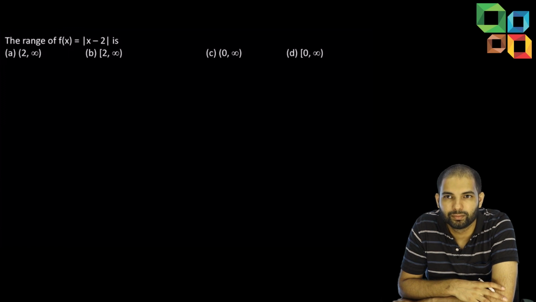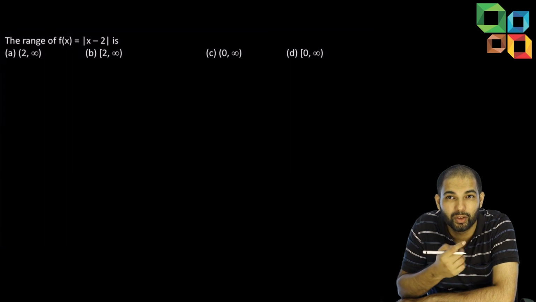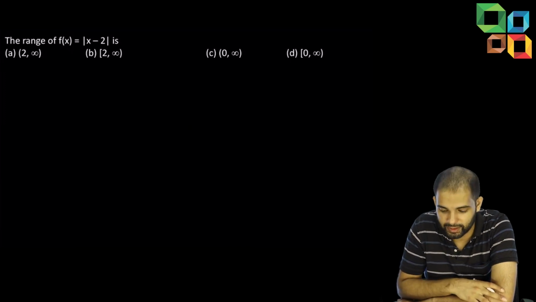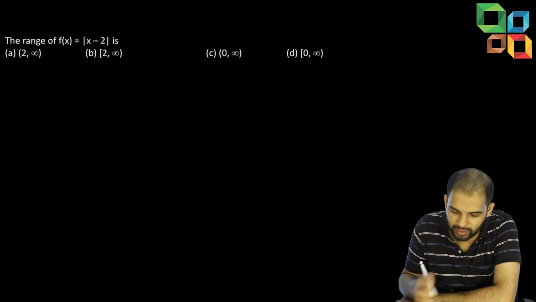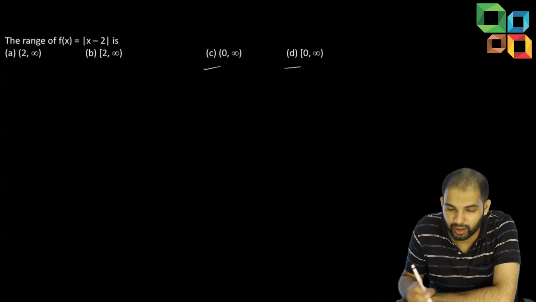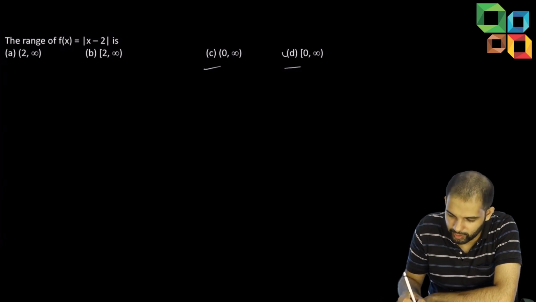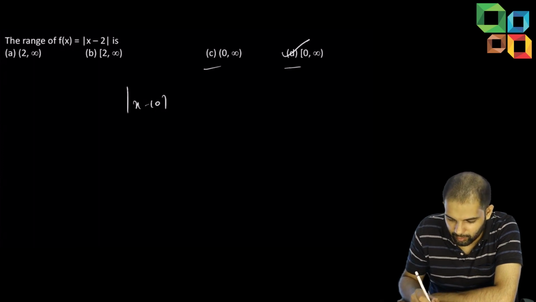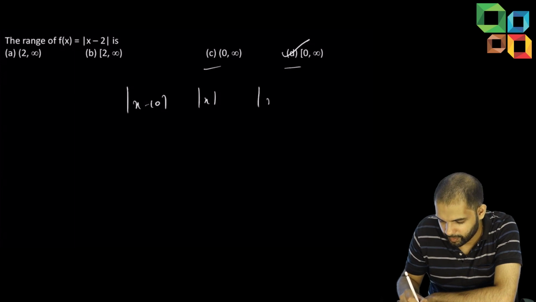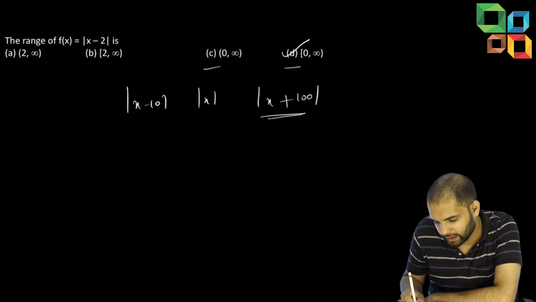Anyone? I think because we have discussed this, you should know the answer. Positive reals. So in the options, D. P or D, which is positive reals? Option D. Okay, it's not only positive reals, it's including 0. So for any mod function, x minus 10, mod x, everything, the range is the same. Even plus 100. Because the least value is 0.